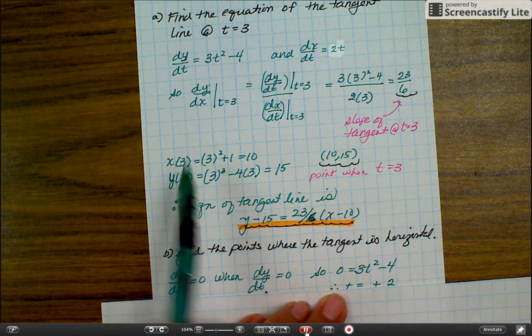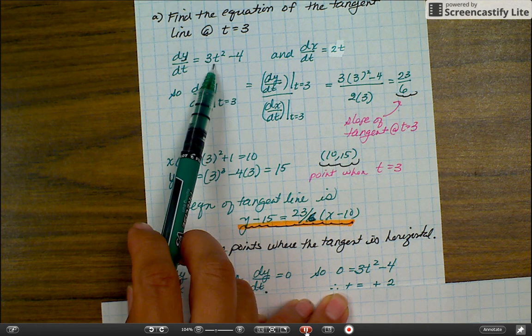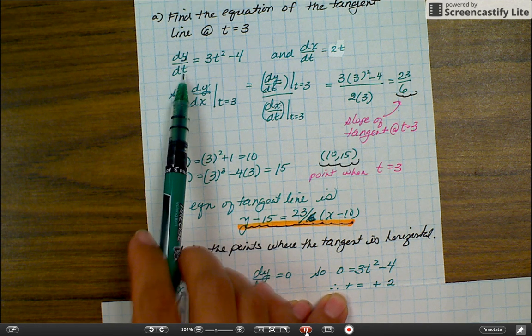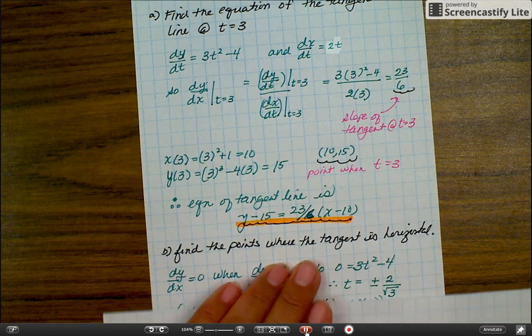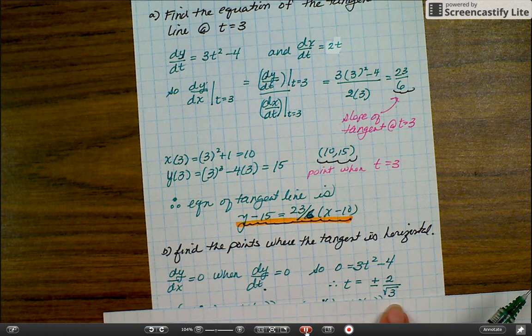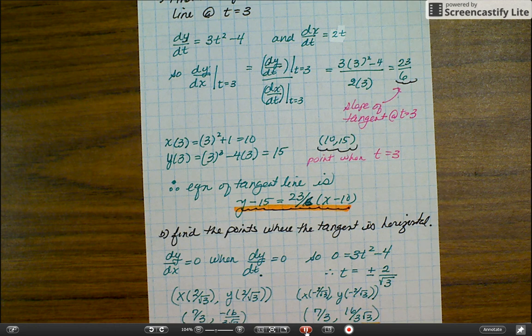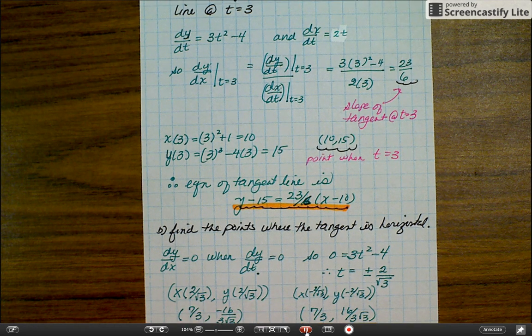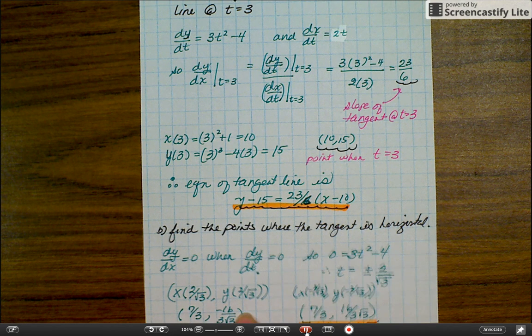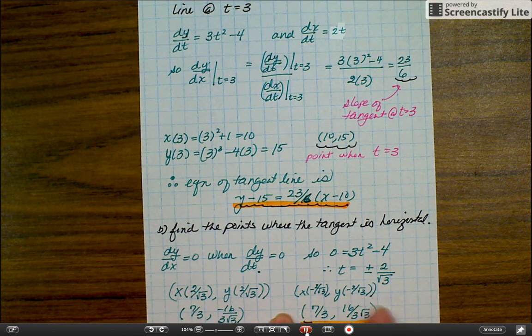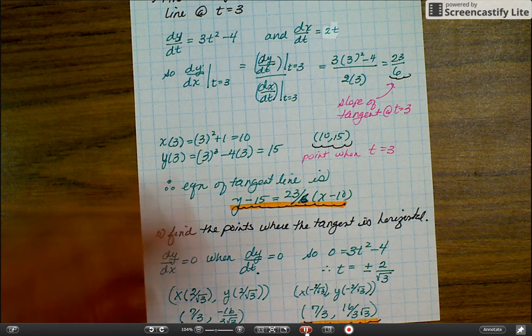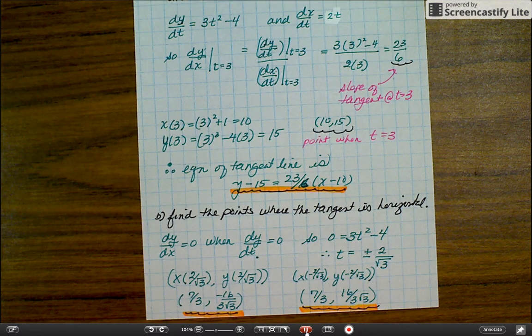So I'm going to take my dy dt expression, set it equal to 0, and solve for t. And then I get t is equal to plus or minus 2 over square root of 3. And then what you do is you substitute those values in to get your coordinates. So when it's positive, this is my x and y coordinates. And when it's negative, this is my x and y coordinates. That's the answer to part B.